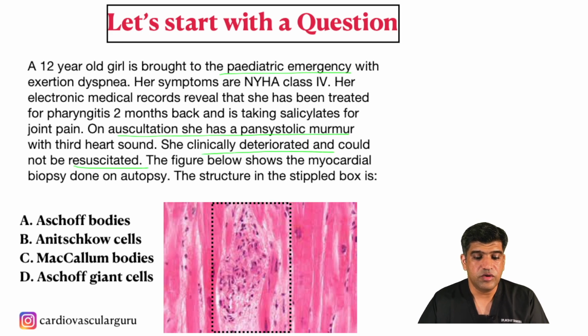The figure below shows the myocardial biopsy done on autopsy. The structure in the stippled box is Aschoff bodies, Anitschkow cells, McCallum bodies, or Aschoff giant cells. So before we answer this question, let's see all the options one by one.